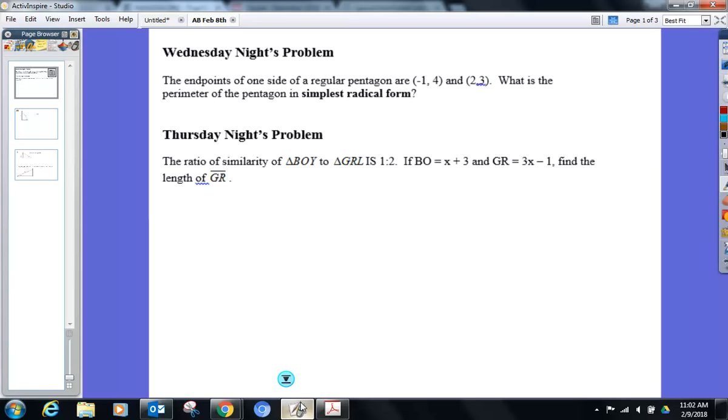Wednesday night's problem. Here we go. A couple questions first. How many sides in a pentagon? 5 sides. Regular means all 5 sides are congruent. One of the sides has these endpoints. So what do I want to do to find the length of that side? Distance formula.